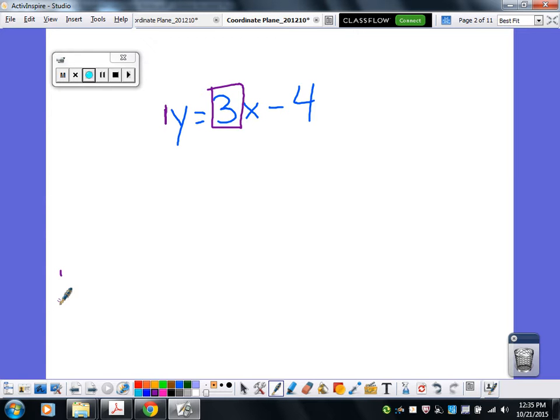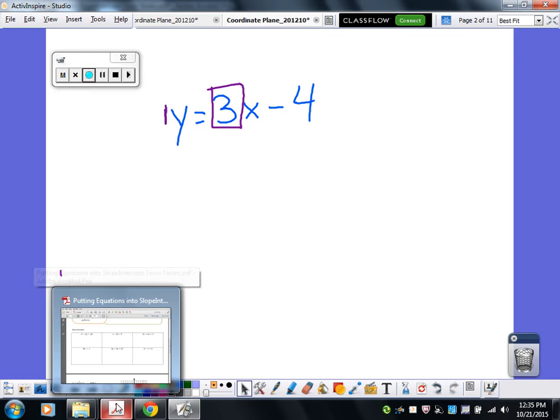That is a term, but there's another word for it if it's just by itself and not connected to a variable. Does anybody know? It's called a constant. A constant, all right? So don't worry about filling in all that stuff on the paper. I just wanted to go over those terms with you quickly.